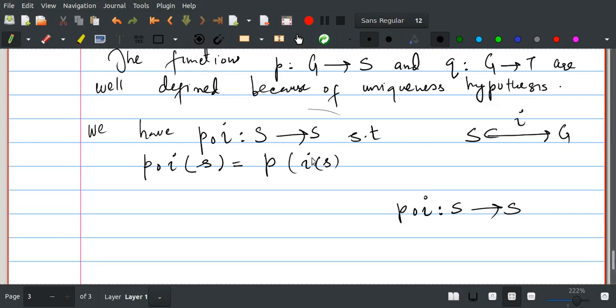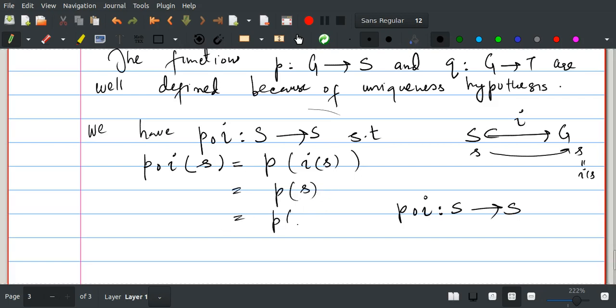This is I. Now if it is S here, this S is mapped to S because this S is already here. So this S is mapped to S, which is same as I of S. So this is P of I of S. Now this is same as P of I of S is same as S. So this is same as P of S plus 0.